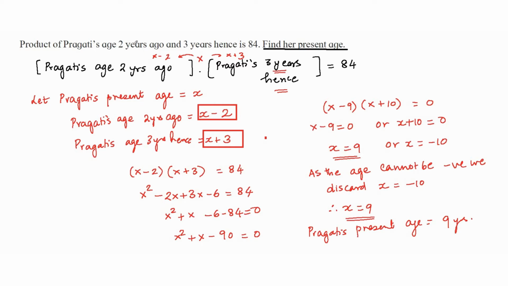Now we can quickly check our answer. So if her age is 9 years today, 2 years ago her age would be 7, and 3 years hence the age would be 12, and 7 12s is 84. So our solution is right. It matches the given conditions. Pausing for a minute before I move on.